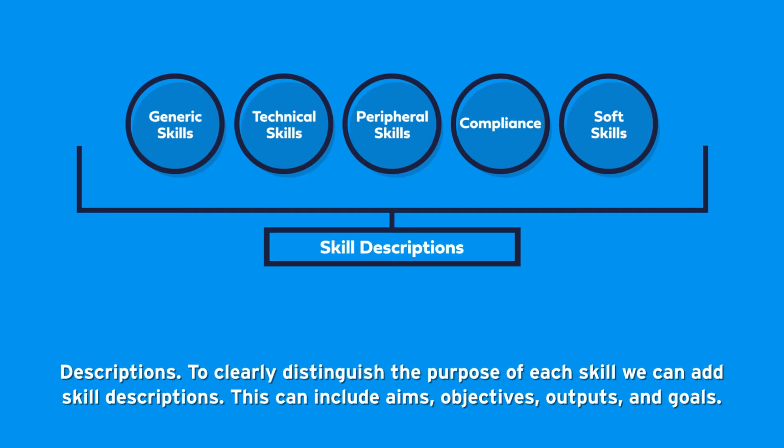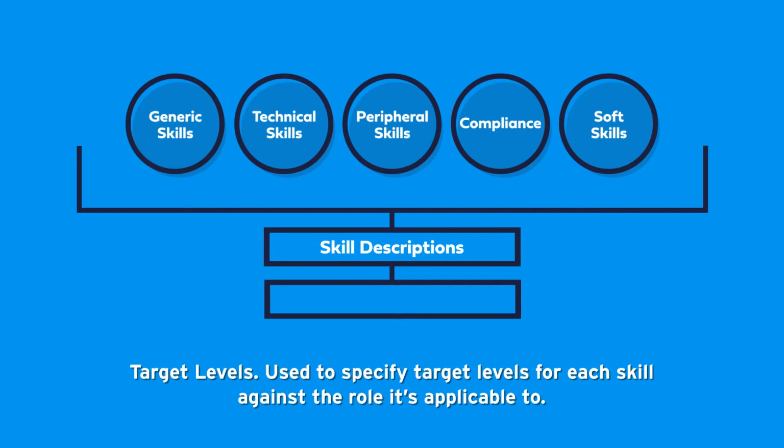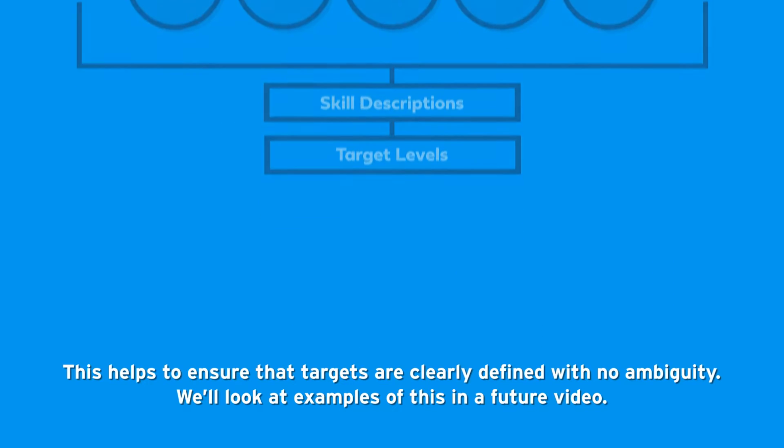This can include aims, objectives, outputs, and goals. This defines the purpose and standard for each skill. Target levels. Used to specify target levels for each skill against the role it's applicable to. This helps ensure that targets are clearly defined with no ambiguity. We'll look at examples of this in a future video.